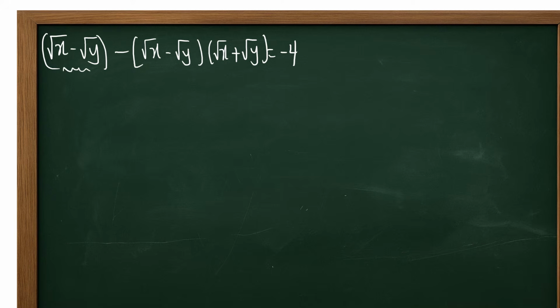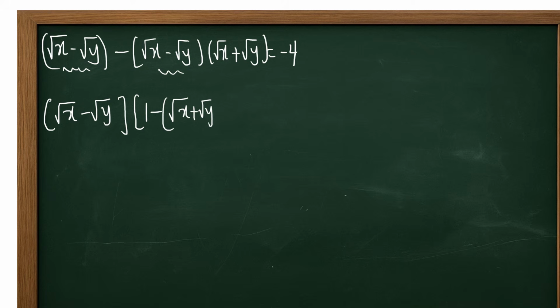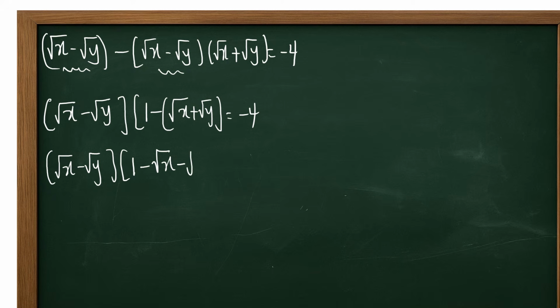Now let's factor out what is common, which is the square root of x minus the square root of y. If you factor out the square root of x minus the square root of y, in the parentheses you're going to be left with 1 minus the square root of x plus the square root of y, which equals negative 4. Here we have the square root of x minus the square root of y. Let's break down the parentheses. Here we're going to have 1 minus the square root of x minus the square root of y, which is negative 4. To get rid of the negative 4, multiply this given equation by negative 1.